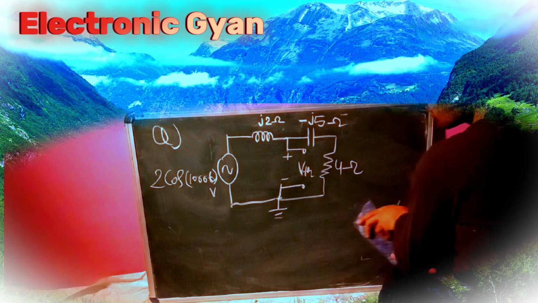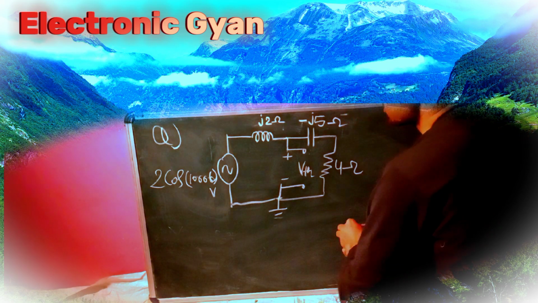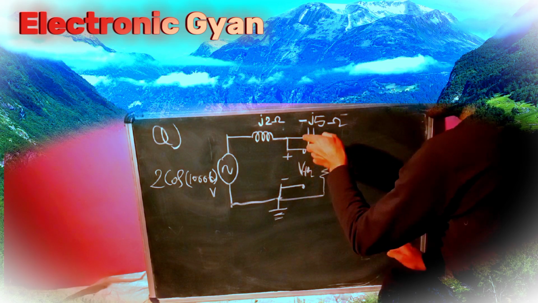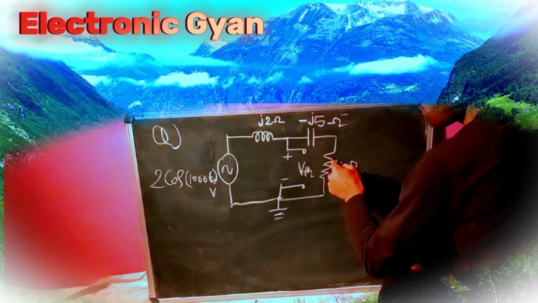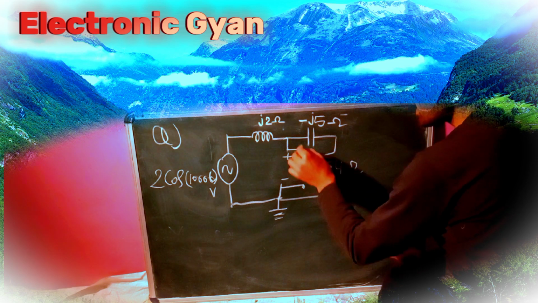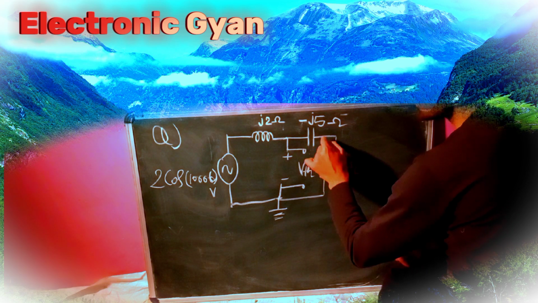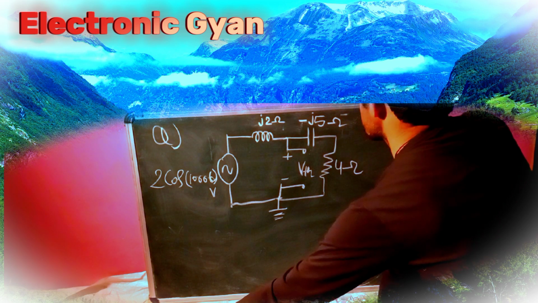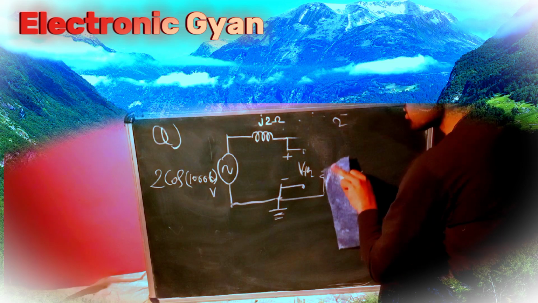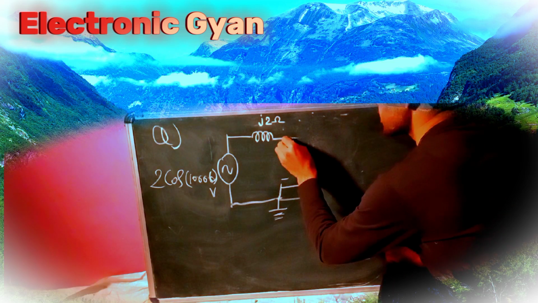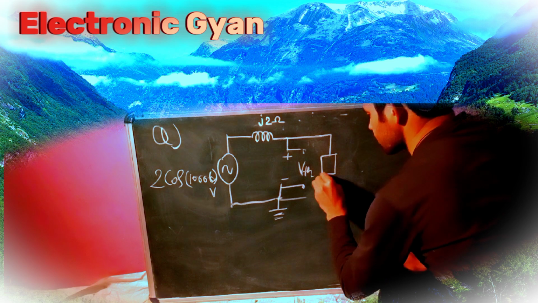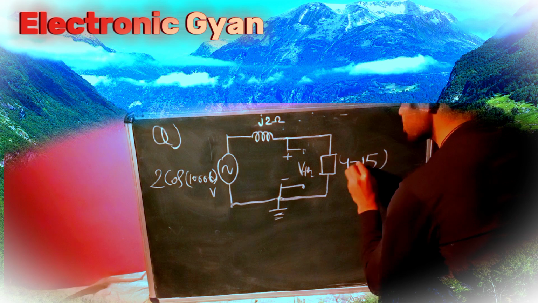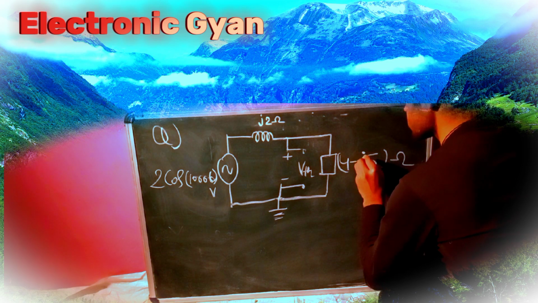Now we are going to apply a Thevenin equivalent across this load. This is my voltage VTH, and these two elements are in series, so I can combine them and write 4 minus j5. I replace them by a single impedance, which is 4 minus j5 ohm.